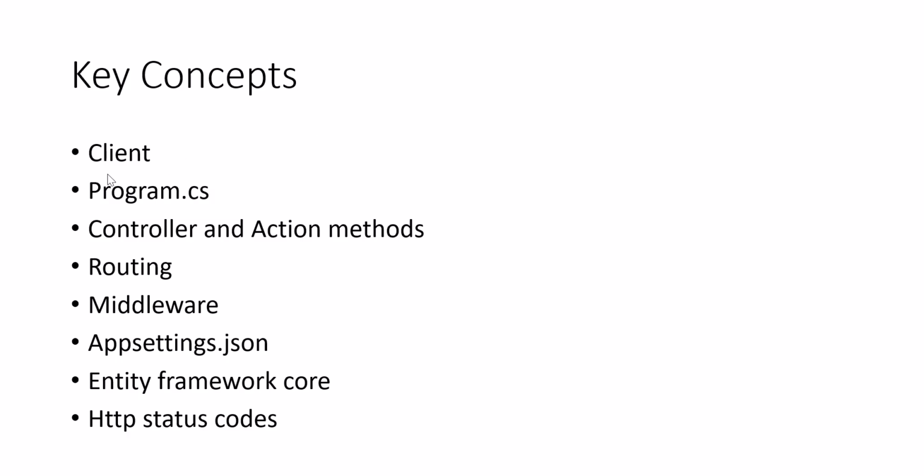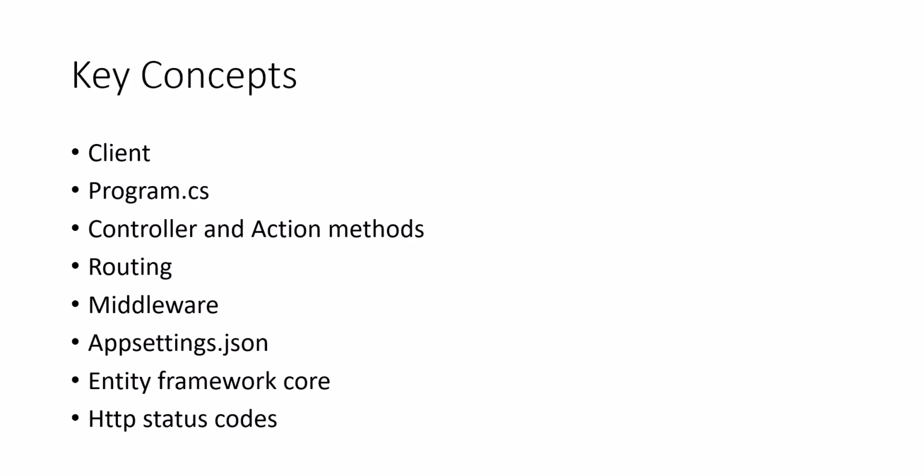So the first one is the client. So what is a client in a web API? Whoever requests the data from the application that we created, those are clients. So whoever is requesting that information is the client.